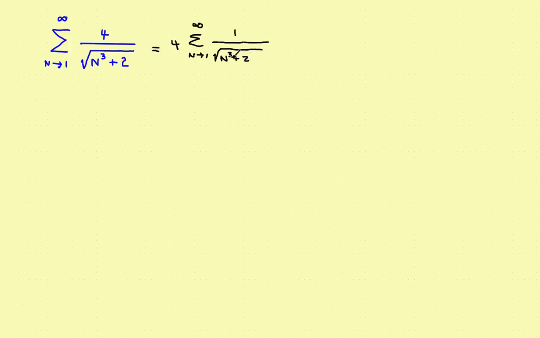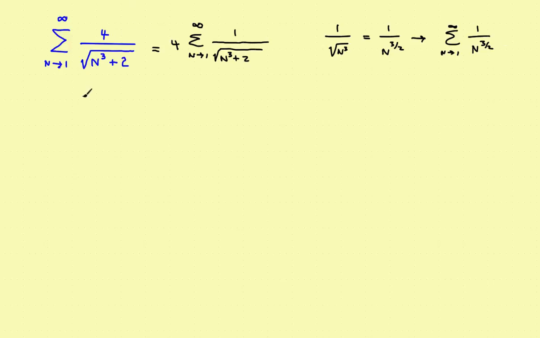Well, if you go way off to the right, n cubed is going to get larger and larger, and this thing is going to become basically insignificant. So it will turn into this. It would be like having the square root of n cubed. As you go way off to the right, basically the plus 2 disappears. And you can rewrite this as 1 over, now remember the square root of n cubed would be n to the 3/2 power. But what this gives you again is basically a p-series. So you've got 1 over n to the 3/2 power as n goes from 1 to infinity.